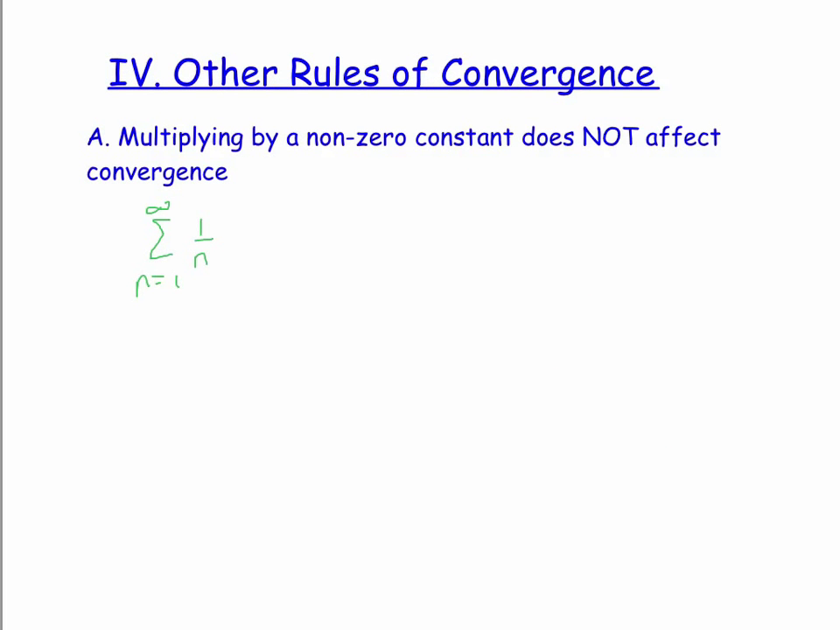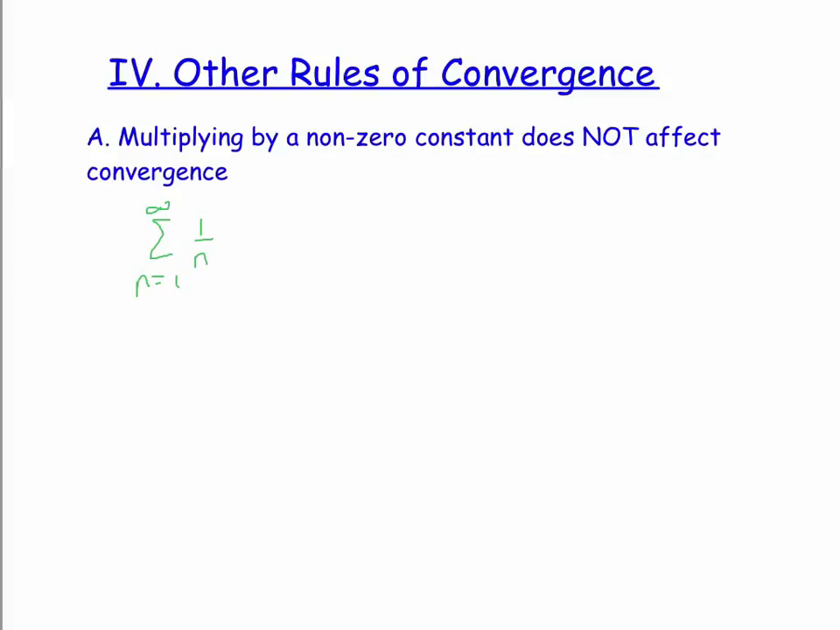So now I'd like to go over some other ad hoc rules that you're going to come across when you're trying to determine the convergence of a series. The first of these rules is that when we multiply a series by a non-zero constant, this will not affect the overall convergence of that particular series.